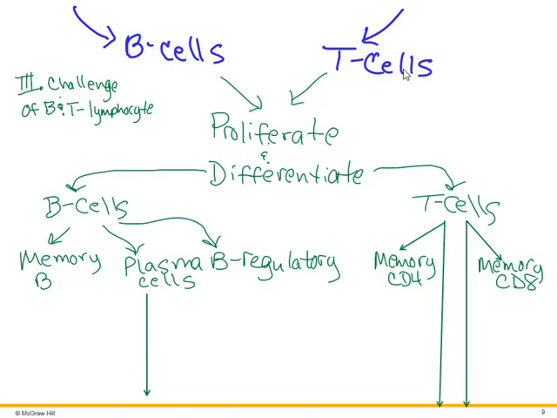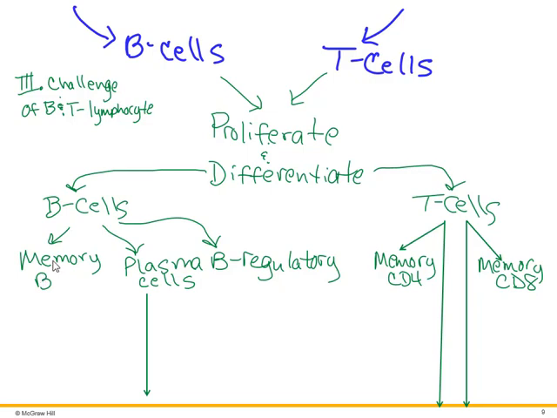So once the B cells and T cells have been activated, they are going to have the challenge of the B and T lymphocytes, which is to proliferate and differentiate. So proliferate means to make many copies, and differentiate means to make different kinds of cells. So subsets of cells are activated, genes are switched so that they are going to turn on certain genes that will cause the cell to become a different subset.